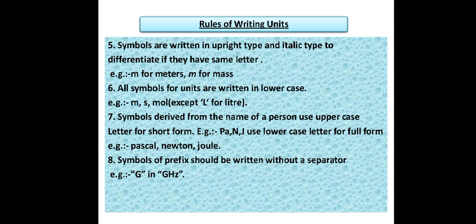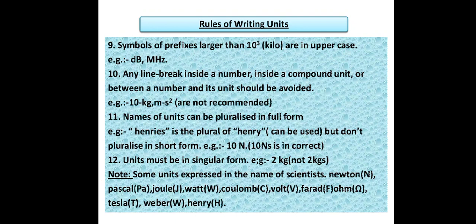Next one is symbols derived from the name of a person use an uppercase letter for the short form, like Pa for Pascal, N for Newton and J for Joule. But where you are writing the full form, you have to use lowercase, as in pascal, newton, joule. Symbols of prefix should be written without any separator, like gigahertz. Symbols of prefixes larger than kilo, that is 10 power 3, are used in uppercase. The first example is megahertz. Here mega represents 10 power 6. Decibel is a unit for intensity of sound, which you have studied in 8th standard.